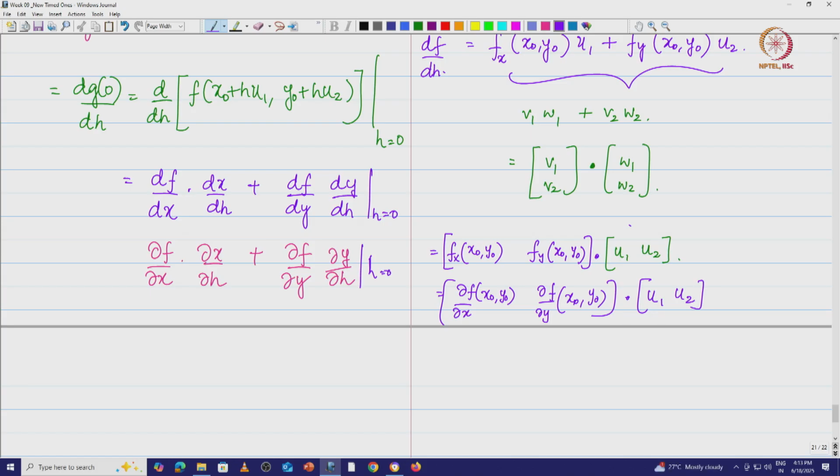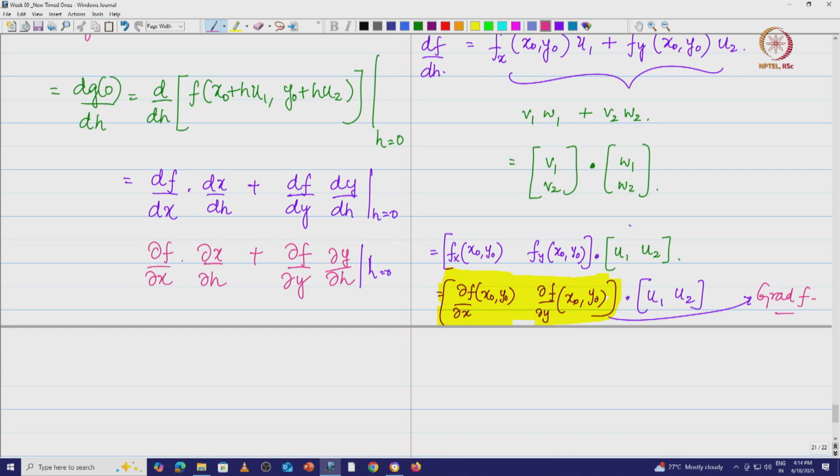And whatever we have seen here, this guy is going to be my gradient. So this is going to be my gradient, that is going to be the gradient of f, right? So what are we going to do? This gradient dot product with u1 u2 basically says that look, I want to look at the derivative of that function, the slope of that function in that direction which corresponds to the unit vector u1 u2.